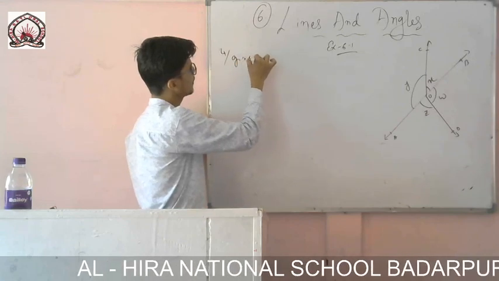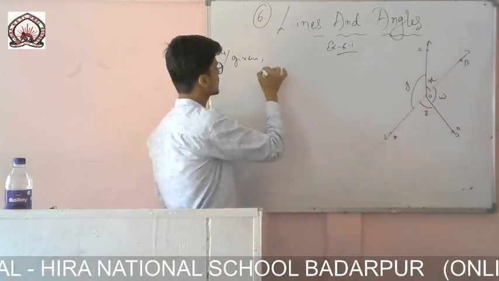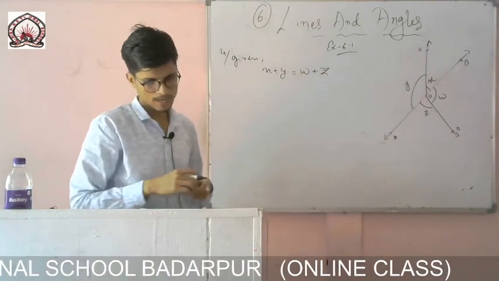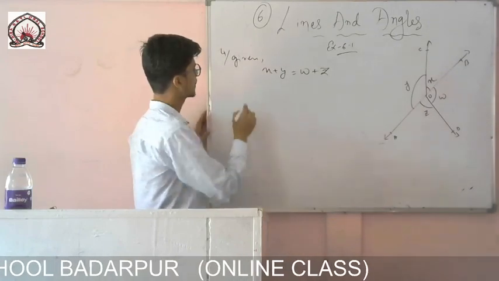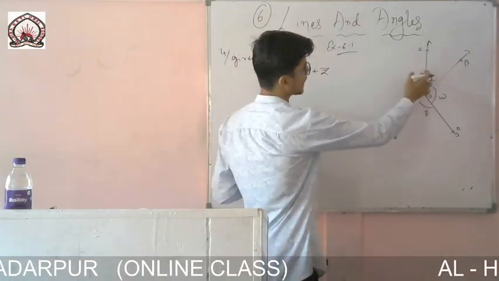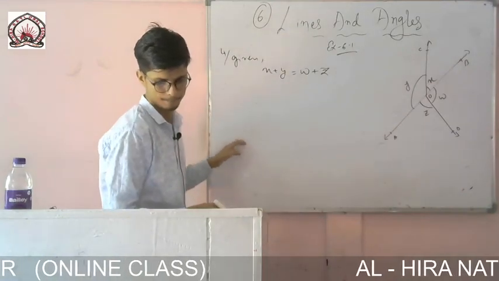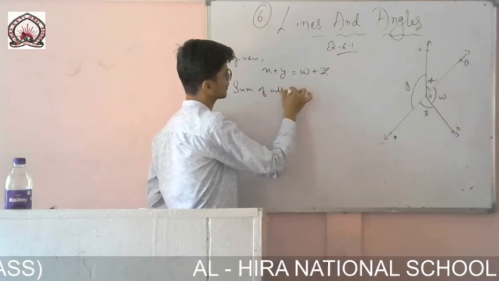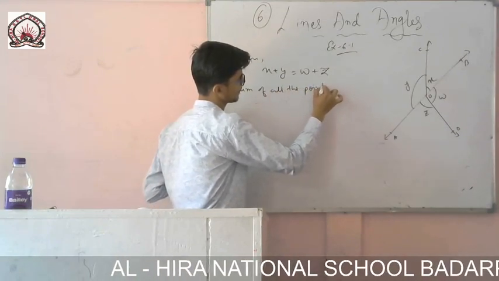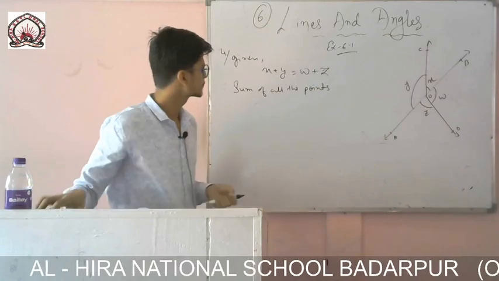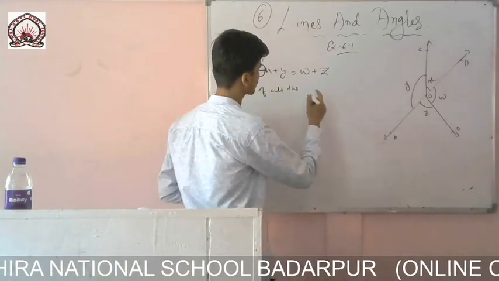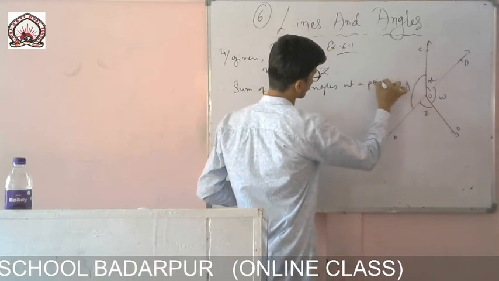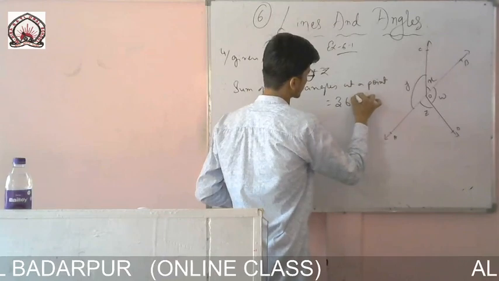What is given here? Let us write. Given x plus y is equal to w plus z. So we know that the sum of the angles around a point is 360 degrees. Sum of all the angles, sorry, at a point is equal to 360 degrees.